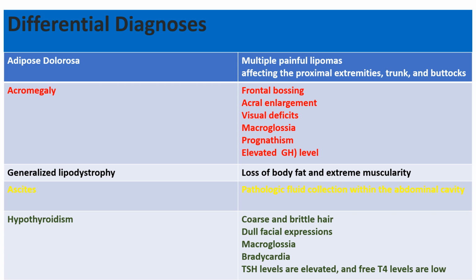Generalized lipodystrophy, which is characterized by loss of the adipose tissue and extreme muscularity. Ascites, which is characterized by fluid collection within the abdominal cavity. Hypothyroidism, which is characterized by coarse and brittle hair, dull facial expressions, macroglossia, bradycardia, and TSH levels are elevated while free T4 levels are low.